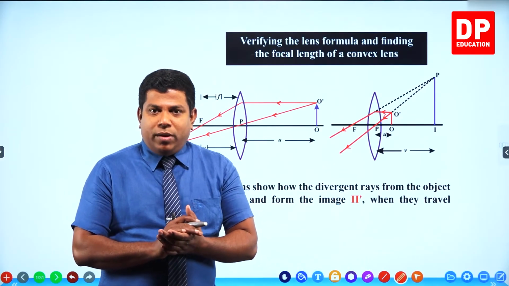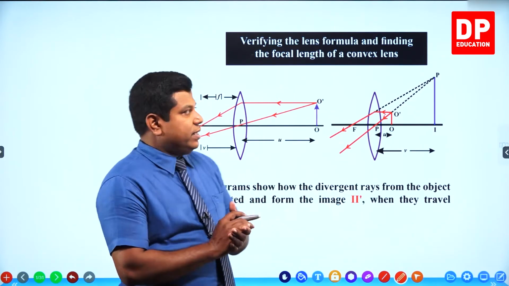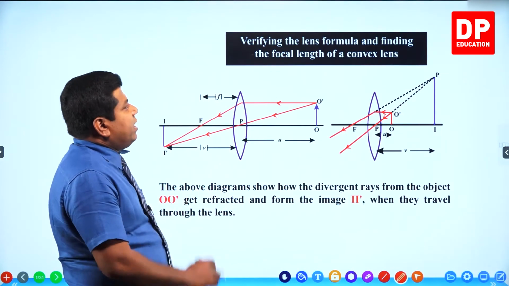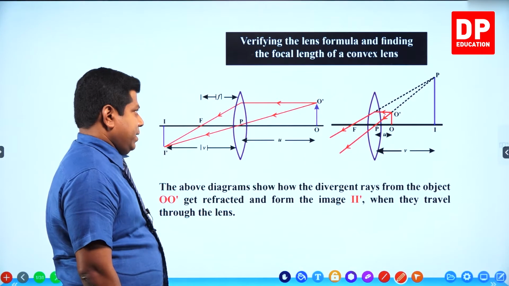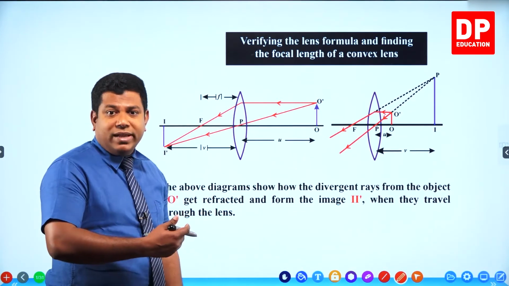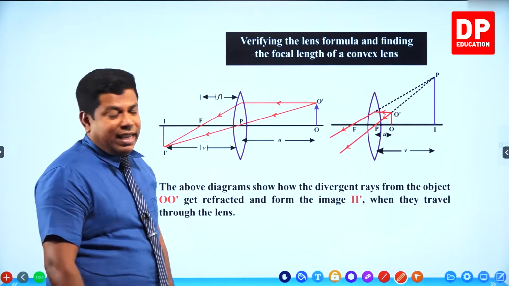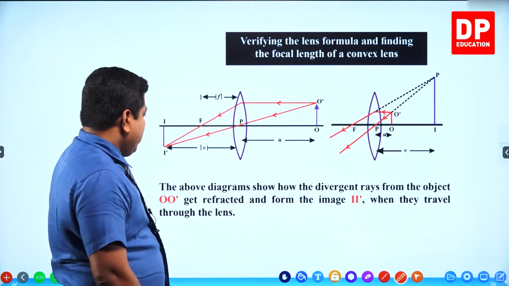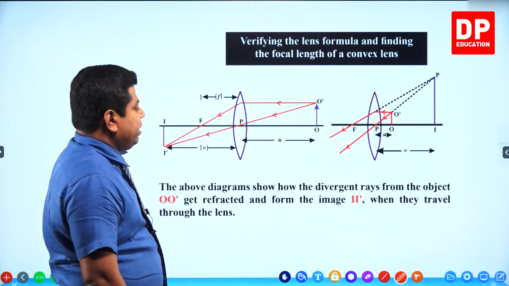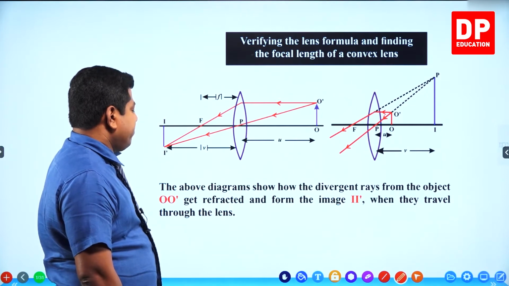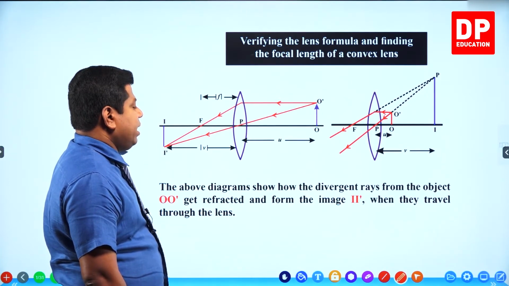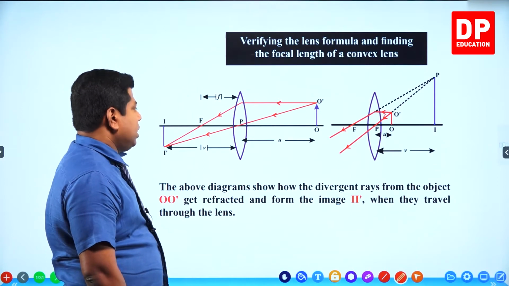Students, now we have come to another experiment in light, right? You can see that: verifying the lens formula and finding the focal length of a convex lens. First we will do this for a convex lens and then we will see this for a concave lens. The above diagram shows how the divergent rays from the object O dash get refracted and form the image I dash when they travel through the lens.